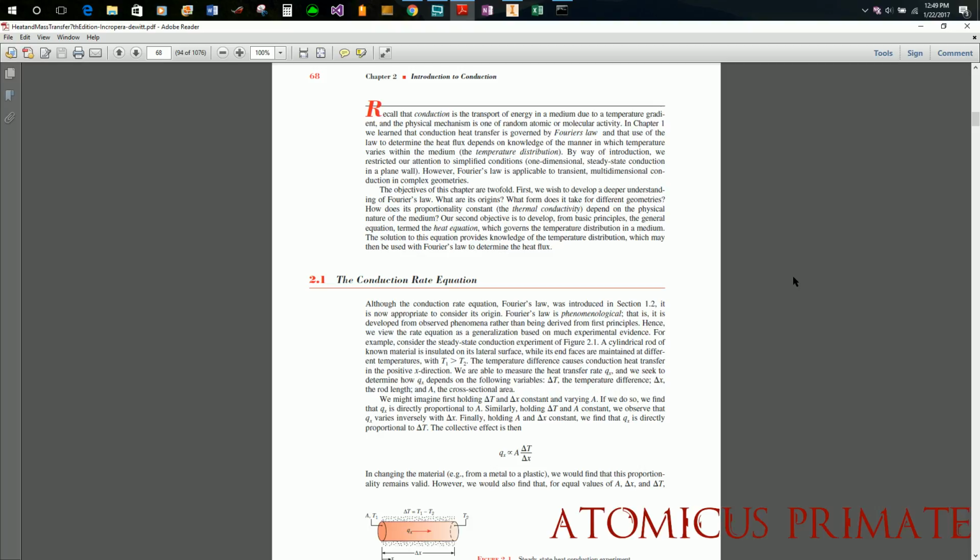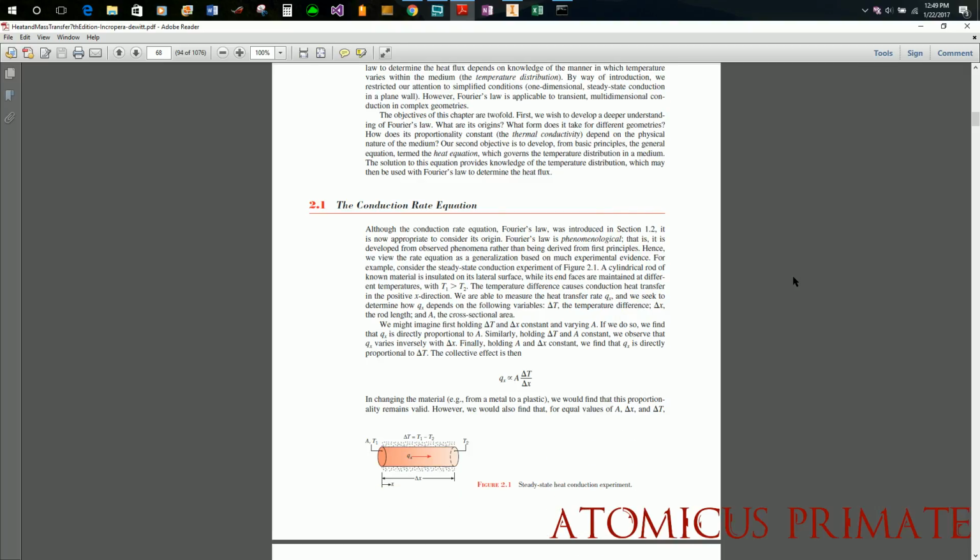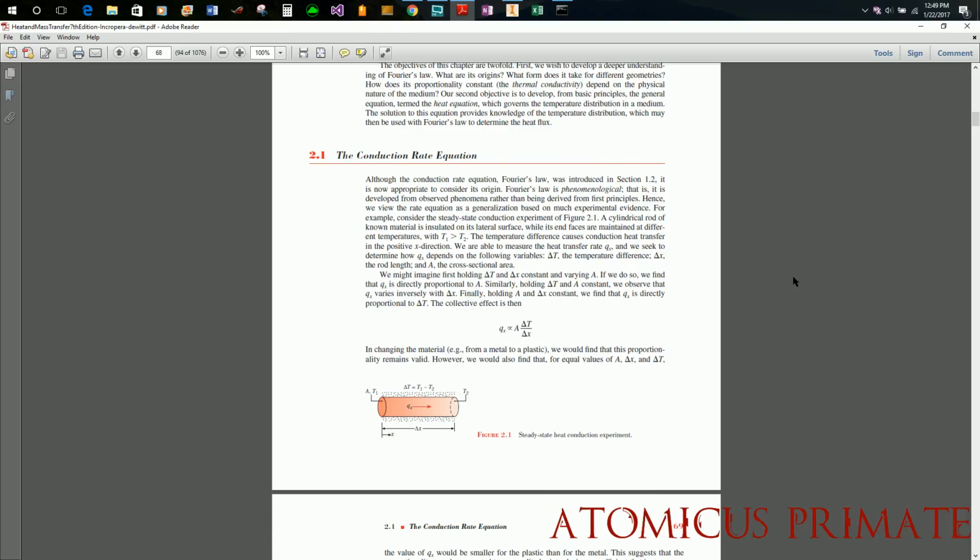We might imagine first holding delta T and delta x constant and varying A. If we do so, we find that Q sub x is directly proportional to A. Similarly, holding delta T and A constant, we observe that Q sub x varies inversely with delta x. Finally, holding A and delta x constant, we find that Q sub x is directly proportional to delta T. The collective effect is then that Q sub x is proportional to A times delta T over delta x.